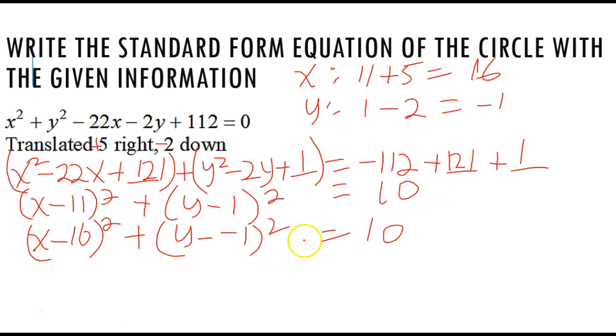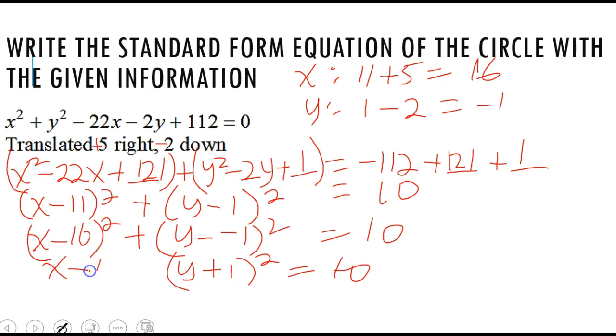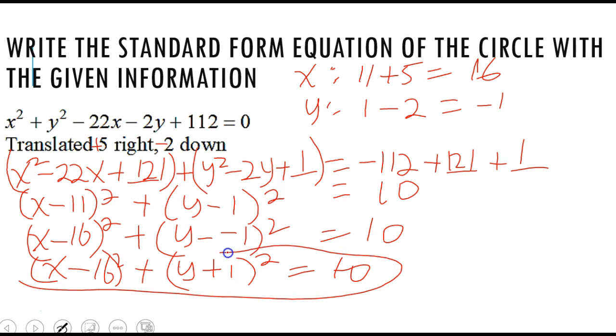So we simplify this one now because we have that double subtraction there. It's going to be y plus 1 squared equals 10. And we keep this one as is, okay. And that's our final answer. Okay, hope you get that.